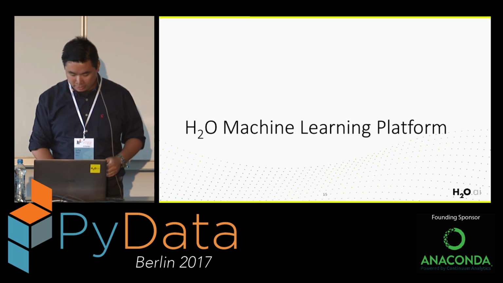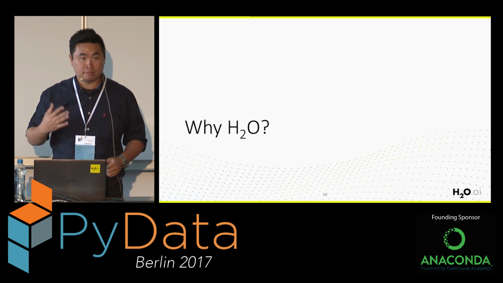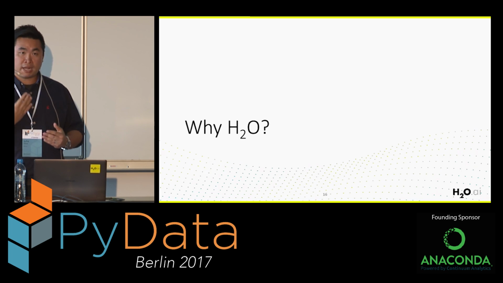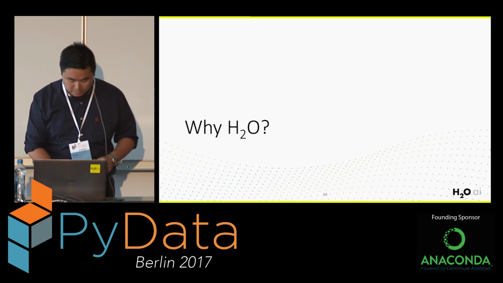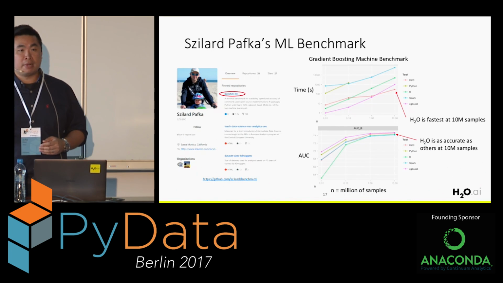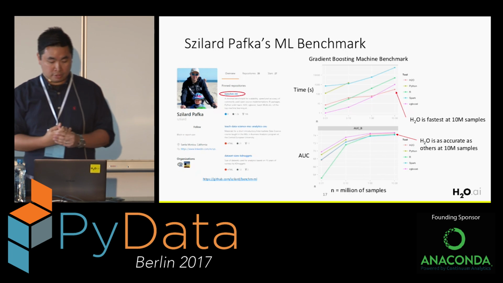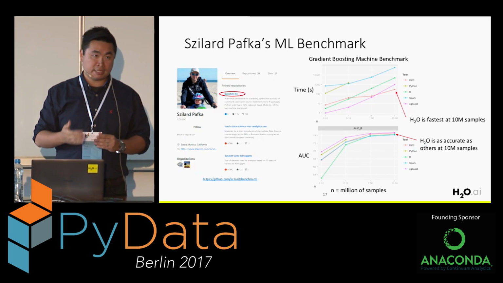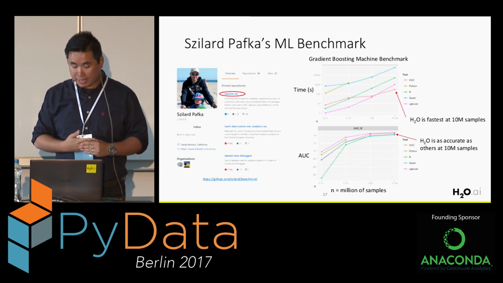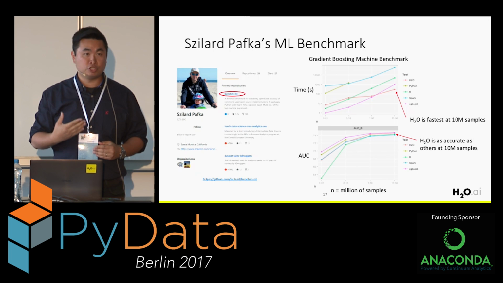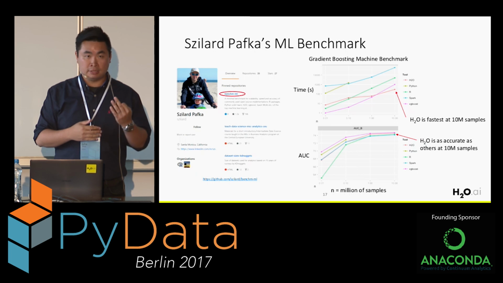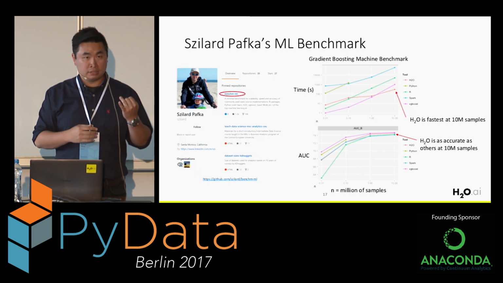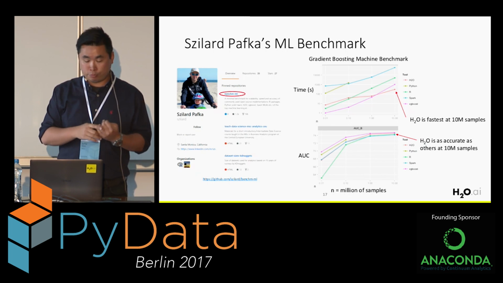Before I move on to the actual details, I want to give you some reasons why you want to try H2O, either during this workshop or after this workshop. So I'm going to use a benchmark from Szilárd Pávka. He's not working for H2O. He's a data scientist in LA. He did a benchmark using different implementations of GBM, or gradient boosting machines, in R, in Python, in Spark MLlib, in H2O, and in XGBoost.